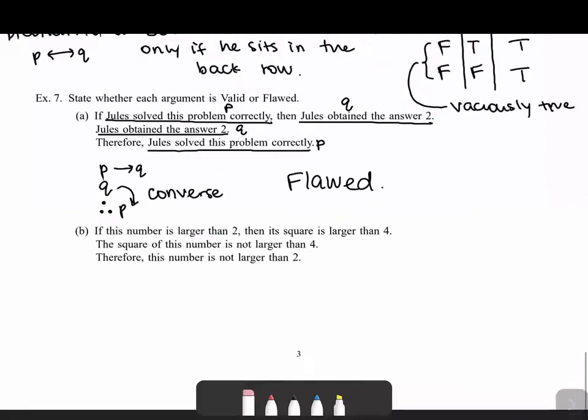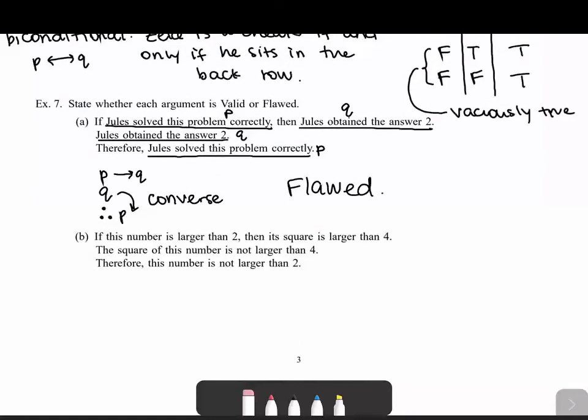Okay, now to this last one. So if this number is larger than 2, then its square is larger than 4. So again, we're going to identify a P, the number being larger than 2, and a Q, its square being larger than 4.